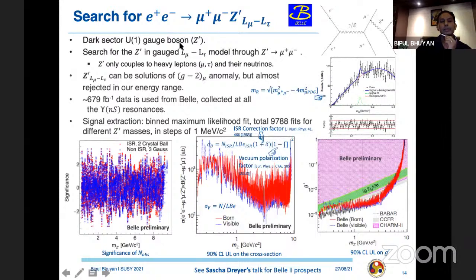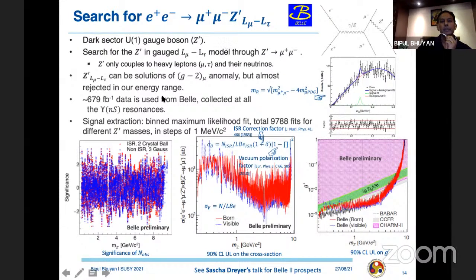Now, there's also a recent search to look for e plus e minus going to mu plus mu minus and also a Z prime, where the Z prime is the gauge boson in the dark sector. And here we look for the Z prime decaying to mu plus mu minus in this particular L mu minus L tau model, where basically the Z prime can couple only to the heavy leptons and the neutrinos, that means muons and then taus. It can be a solution of the g-2 problem, the anomaly that we see, but it's almost rejected at this time in the energy range of our interest.